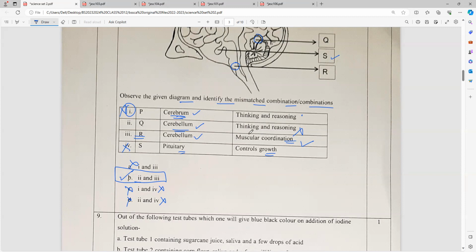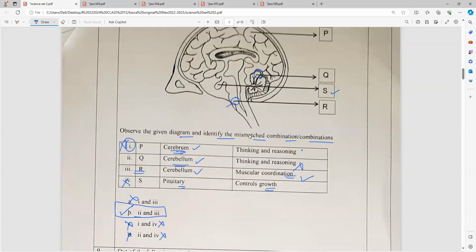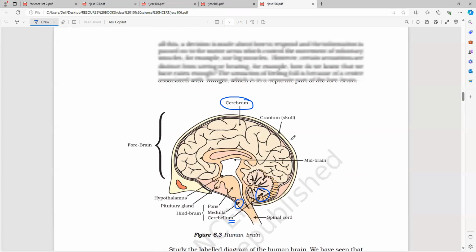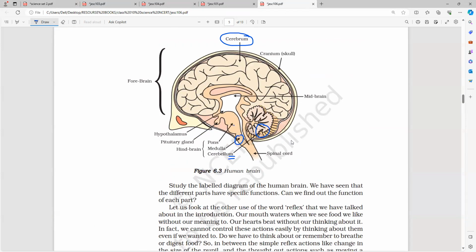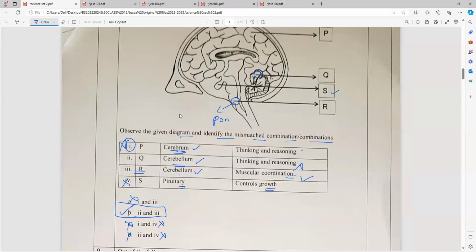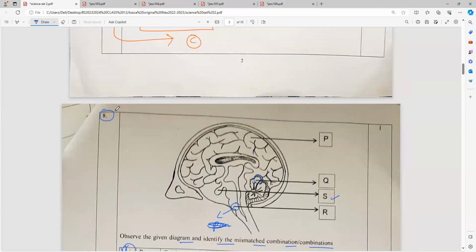But here, why is it a mismatch pair? R is actually a what? It is actually pons. Am I right? So R is actually pons. Not pons, it is actually medulla. So that's the reason, but they have mentioned cerebellum. So that's the reason it is also a mismatch pair. Please note it. Here it should not be cerebellum, this R part is actually medulla, but they have given cerebellum. So that's why option 2 and 3 are mismatching pairs. That's why this question is a very, very important question. Please remember, all of you.